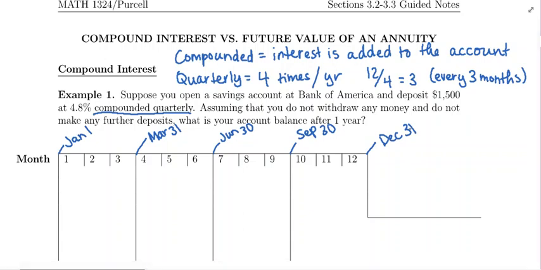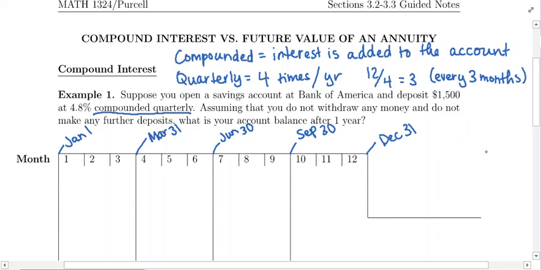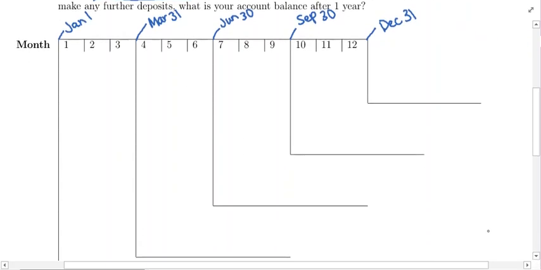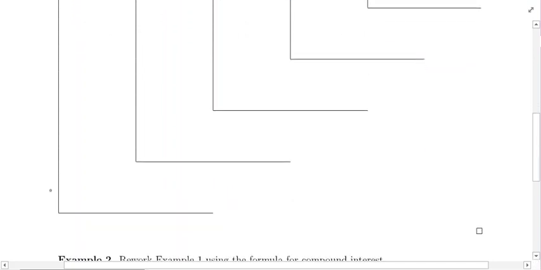All right, so let's see how our money grows. Beginning of the year, January 1st, you go and open your account. You stick in $1,500. So I'm going to go down to the January 1st line. On that day, what is my account balance? Well, $1,500. That's how much money I put in the bank.